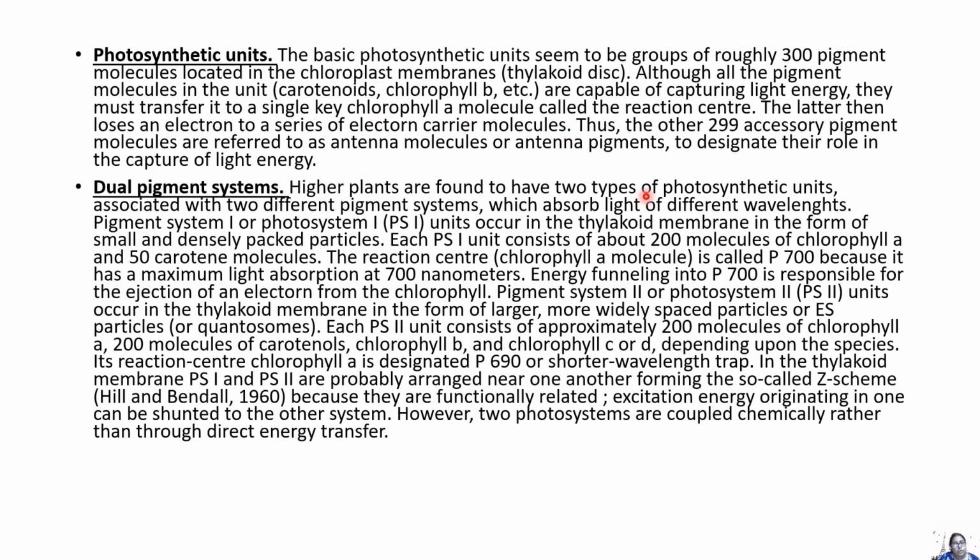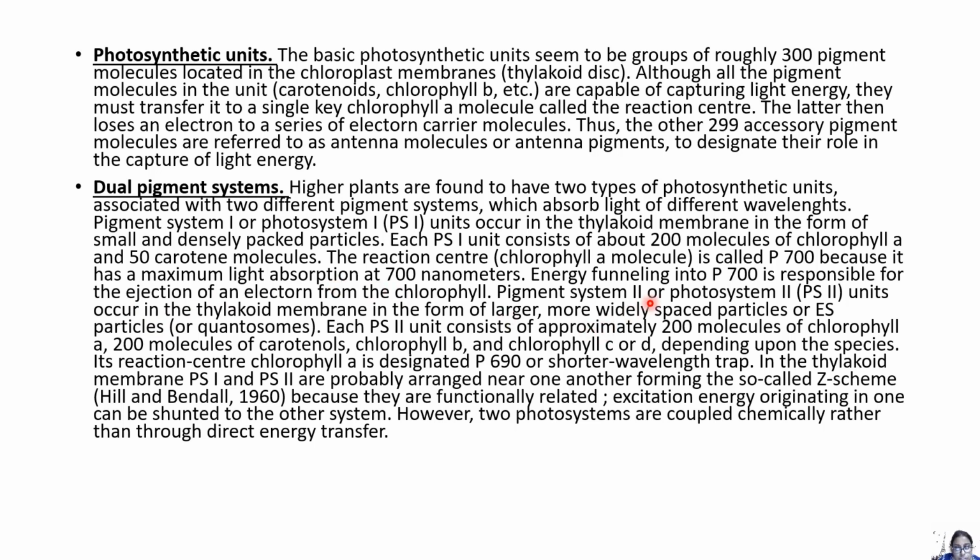Higher plants are found to have two types of photosynthetic units associated with two different pigment systems which absorb light of different wavelengths. So pigment system 1 or photosystem 1 units occur in the thylakoid membrane in the form of small and densely packed particles. Each PS1 unit consists of about 200 molecules of chlorophyll A and 50 carotene molecules. So the reaction center is called P700 because it has maximum light absorption at 700 nanometers. The energy funneling into P700 is responsible for the ejection of an electron from chlorophyll.